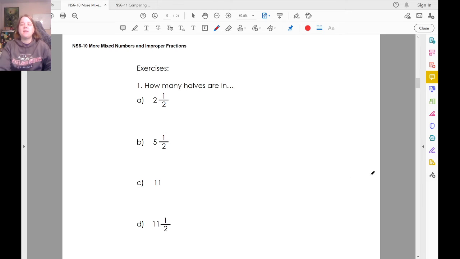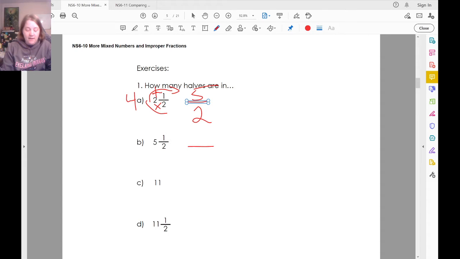So if I ask you how many halves are in 2 1/2, well, remember that we want to know halves. 2 halves in each of 2 wholes, so 2 times 2 is 4, so we multiply and we get 4, plus 1 is going to be 5. 2 times 2 is 4, plus 1 is 5. We have this 5 1/2: 2 times 5 is 10, plus 1 is 11. We're still talking about halves. 5 1/2 pizzas cut into halves is going to be 11 halves.